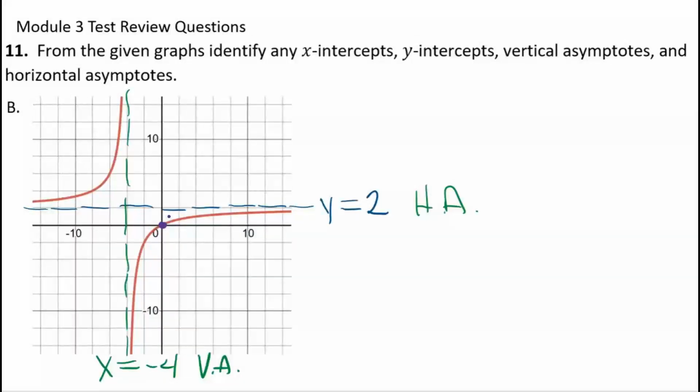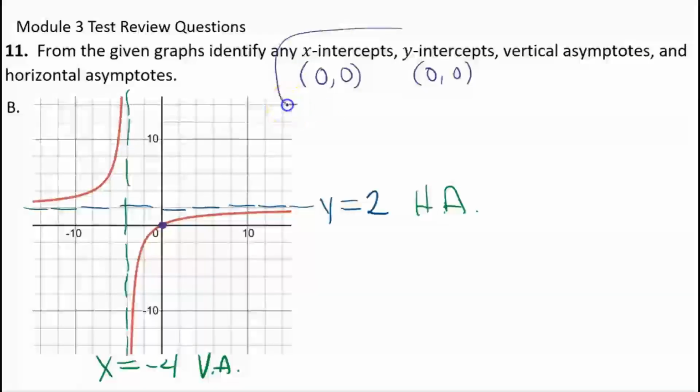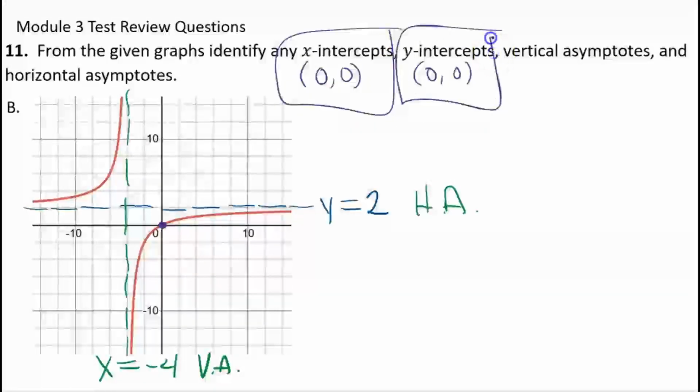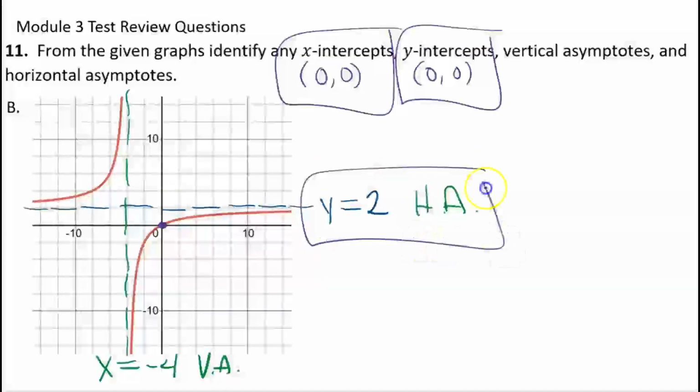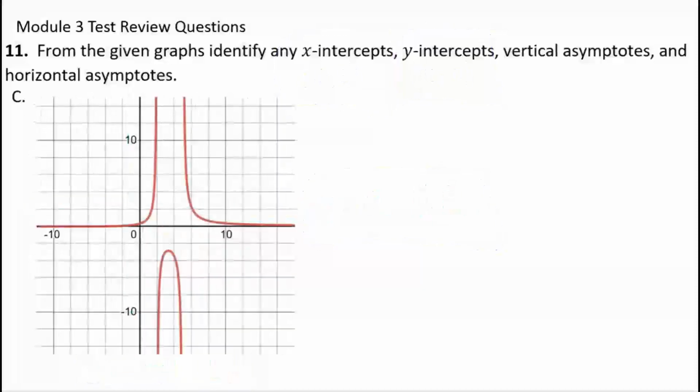Same place, right? So the x-intercept is 0, 0, and so is the y-intercept. So my answers are: x-intercept 0, 0; y-intercept 0, 0; horizontal asymptote y equals 2; vertical asymptote x equals negative 4. Okay, got another graph for you, just something to think about.